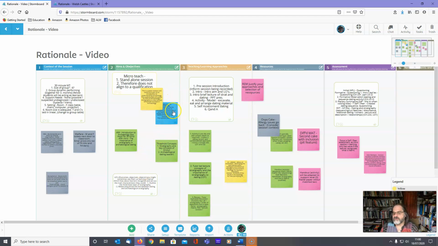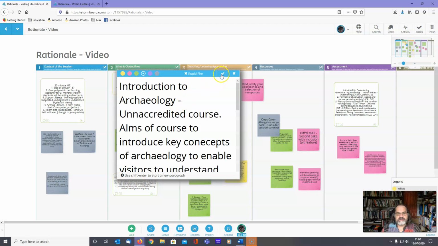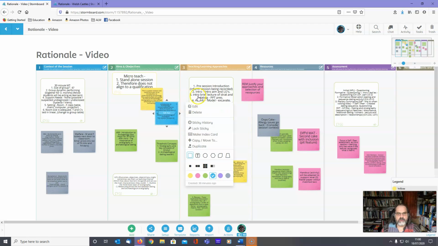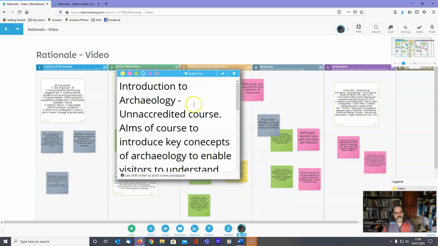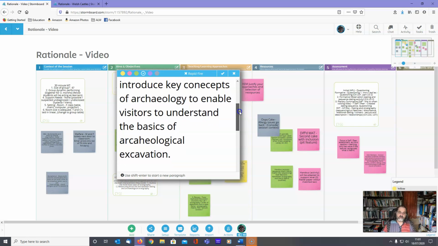Now then, rationales. This is for a micro teach, but if you were doing this for a proper lesson in your workplace, then this could change. So this is what it might look like. An introduction to archaeology, this is an unaccredited course. The aims of the course are to introduce key concepts of archaeology to enable visitors to understand the basics of archaeological excavation. So anything that I now do in this would therefore have to align into that.